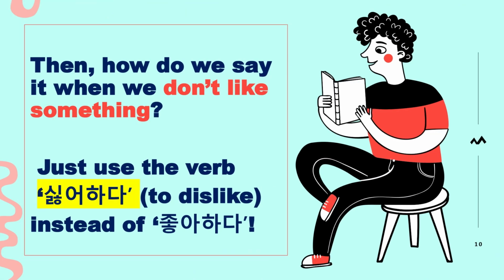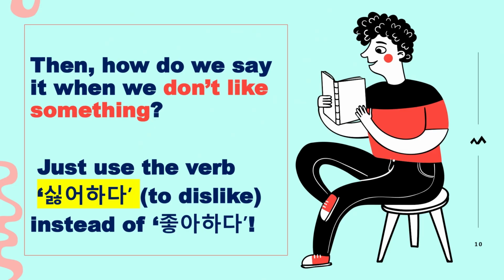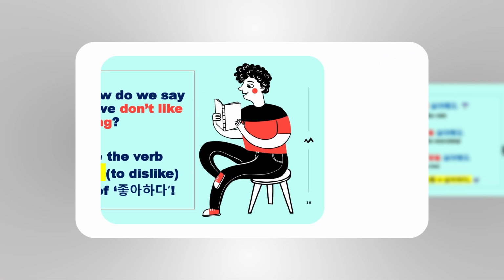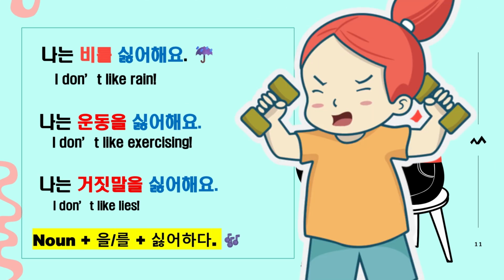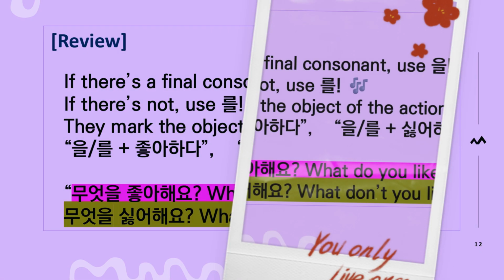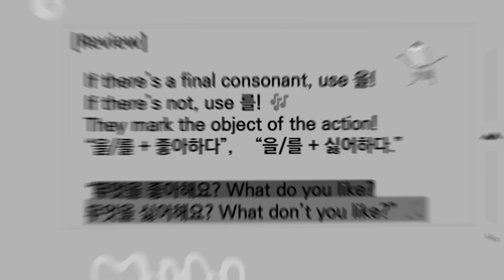Then how do we say it when we don't like something? Just use the verb 싫어하다 instead of 좋아하다. 나는 비를 싫어해요. I don't like rain. 나는 운동을 싫어해요. I don't like exercise. 나는 거짓말을 싫어해요. I don't like lies. If there's a final consonant, use 을. If there's not, use 를. They mark the object of the action.